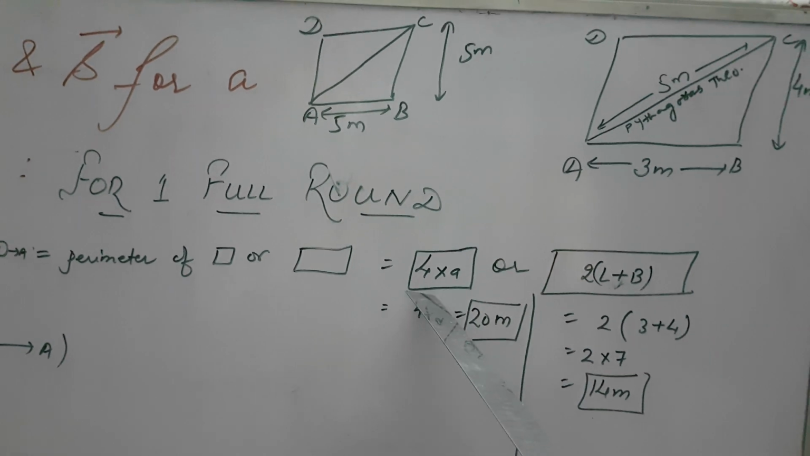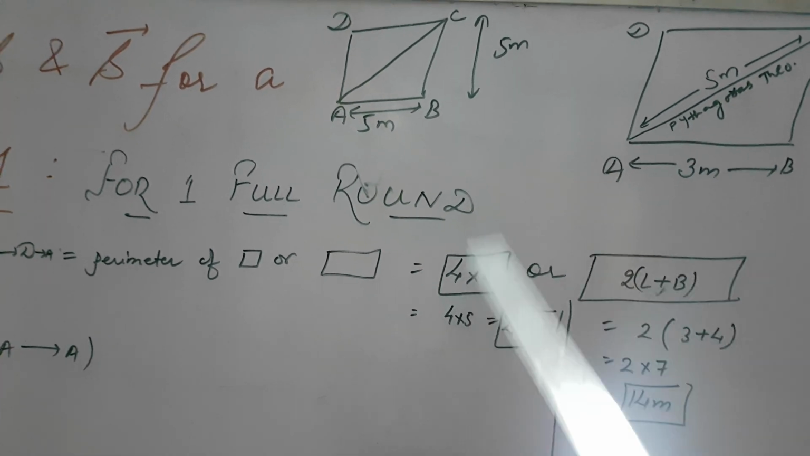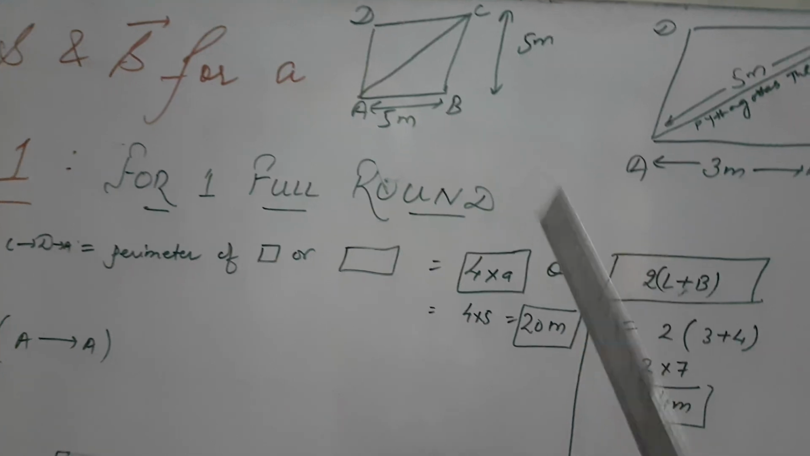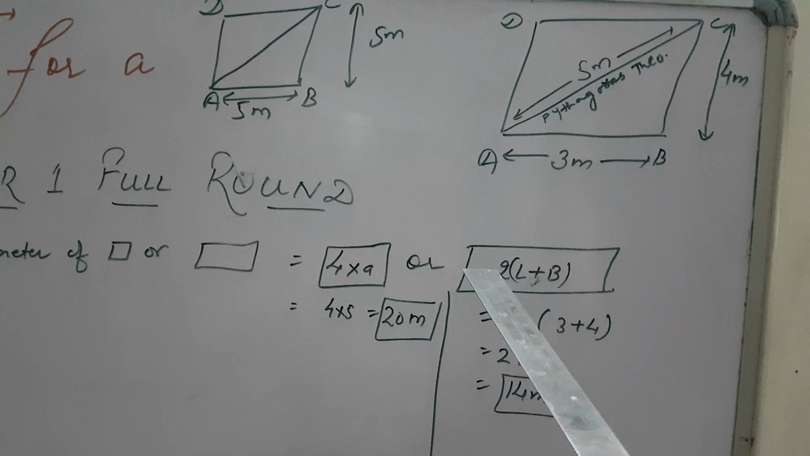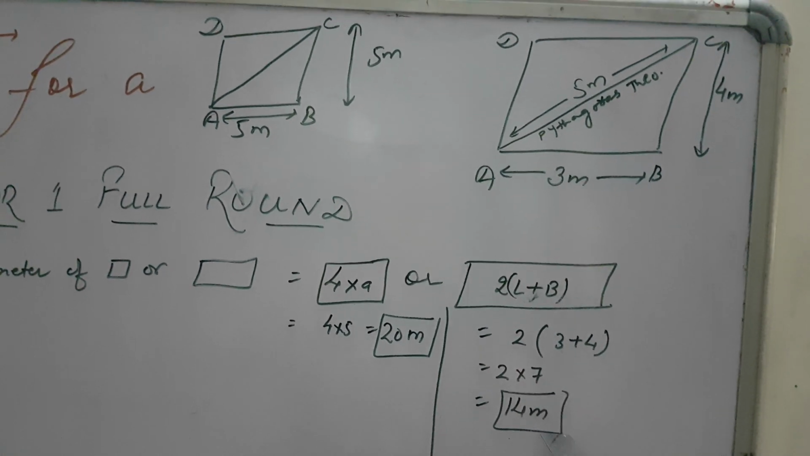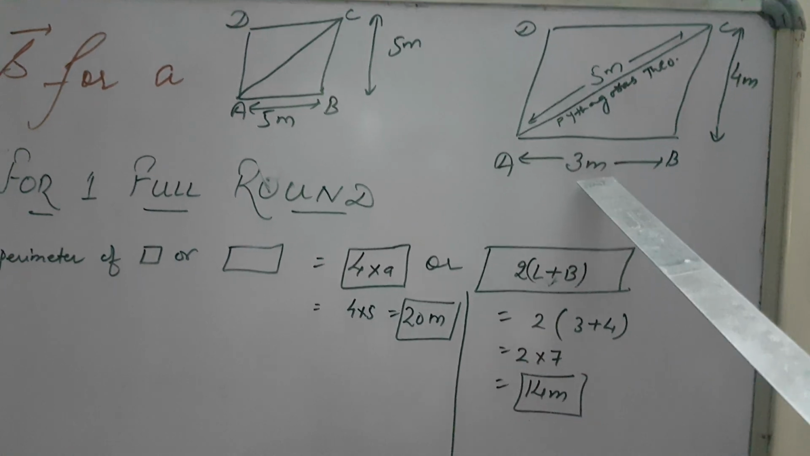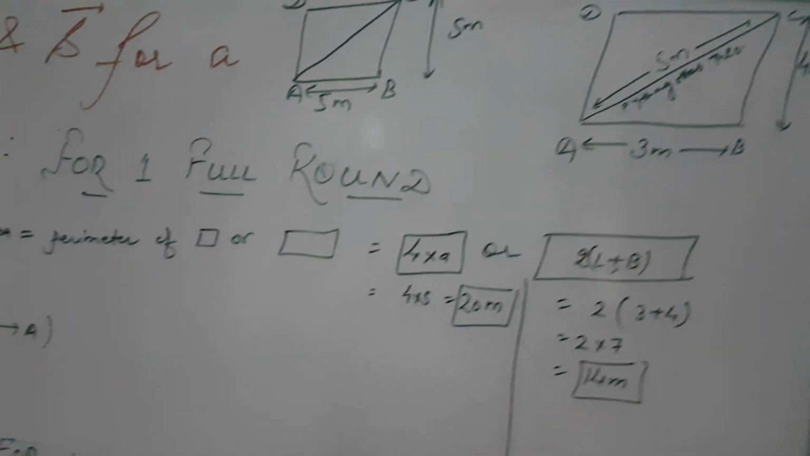In case of square, the perimeter is obviously 4 into side. So we have done that, 4 into 5, that comes out to be 20 meter. In case of rectangle, the perimeter is 2 into (length plus breadth). So we have calculated likewise, putting all the values as 3 and 4 meter for length and breadth.